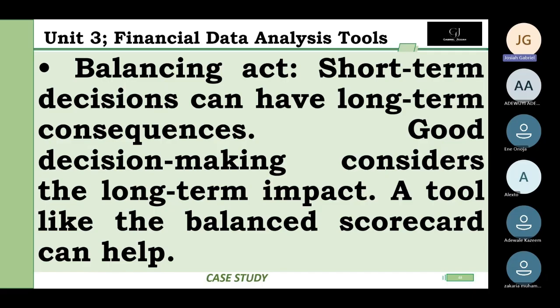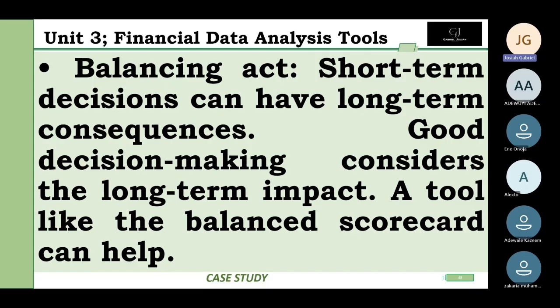So a tool like the balanced scorecard, the financial aspect, the customer aspect, the processes aspect, then the staff training. Those four cardinal perspectives: financial, customer, internal processes, then staffing. Those four help shape the decision in the short term and the long term of any organization.